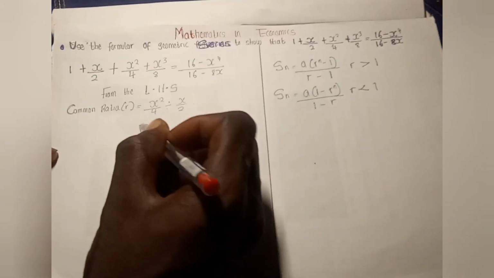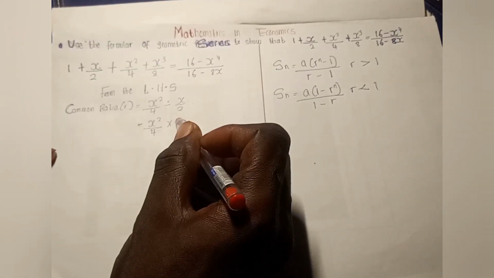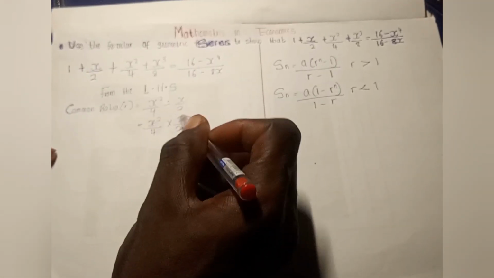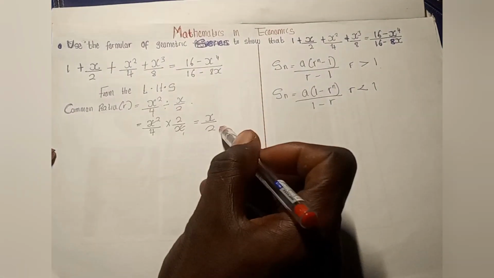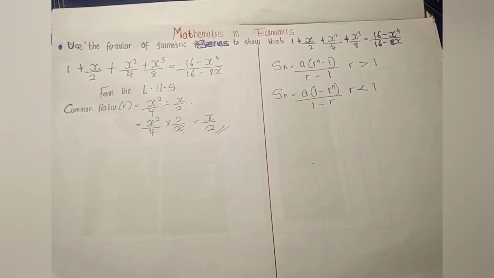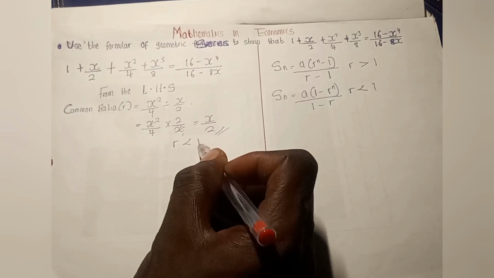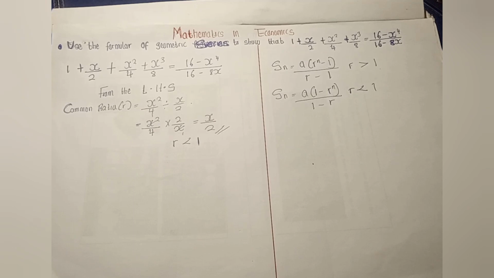I have something like this: x raised to power 2 over 4, multiplied by 2 over x. I'm going to be having x over 2. That's my common ratio. So my r is less than 1. I'm going to be using this formula because my r is less than 1. So let us quickly solve the question.